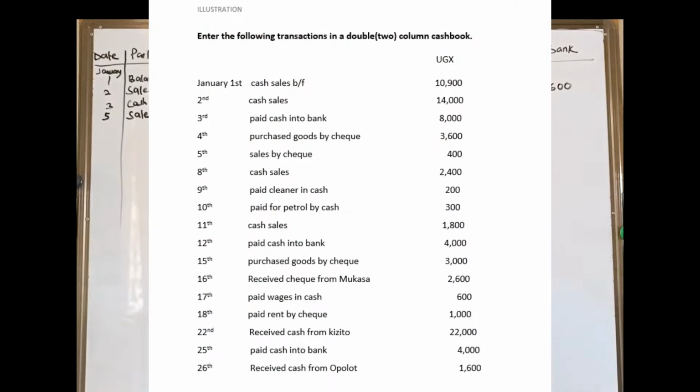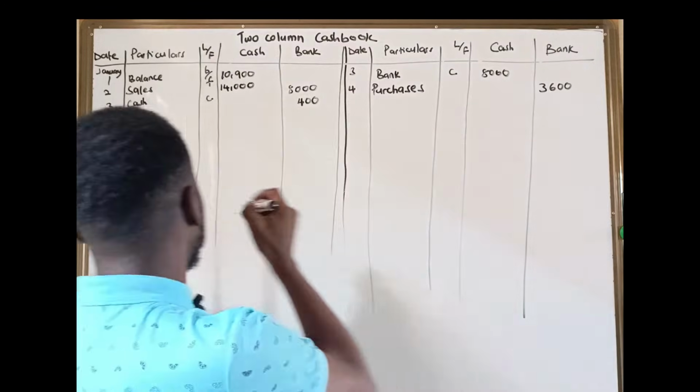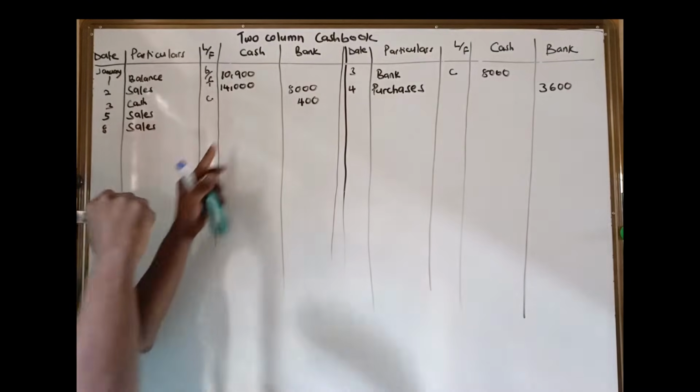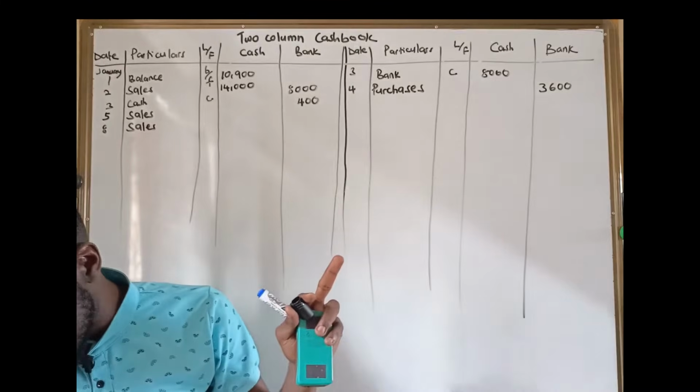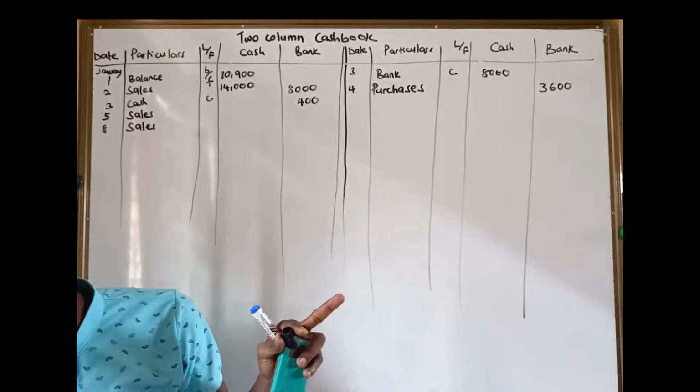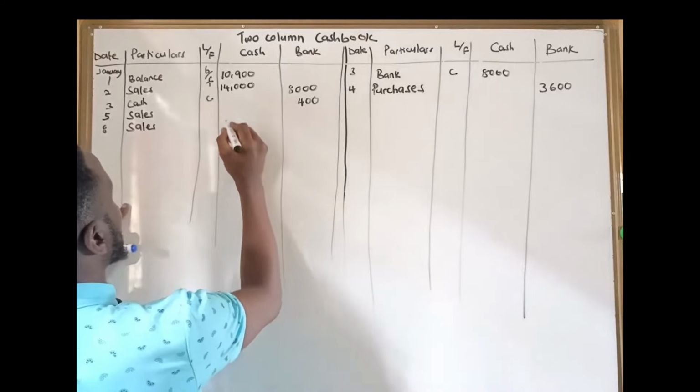Our next transaction says, and it's on the 8th, we have cash sales worth 2,400. So on the 8th, we still have sales, and this time it is by cash, and it's 2,400.